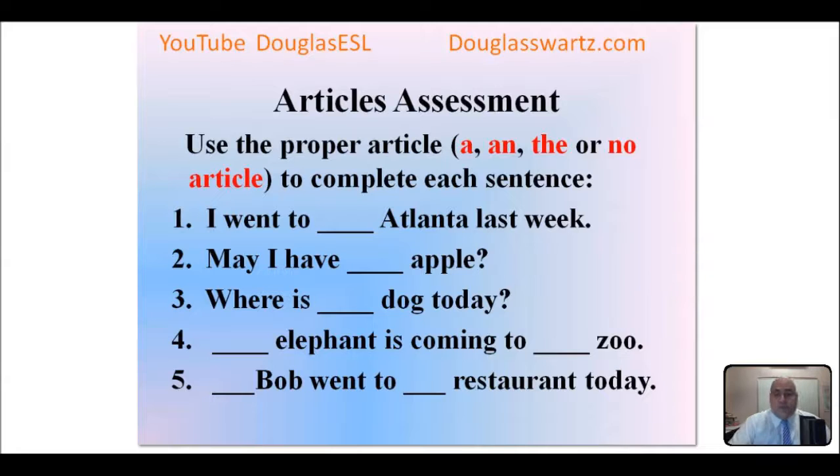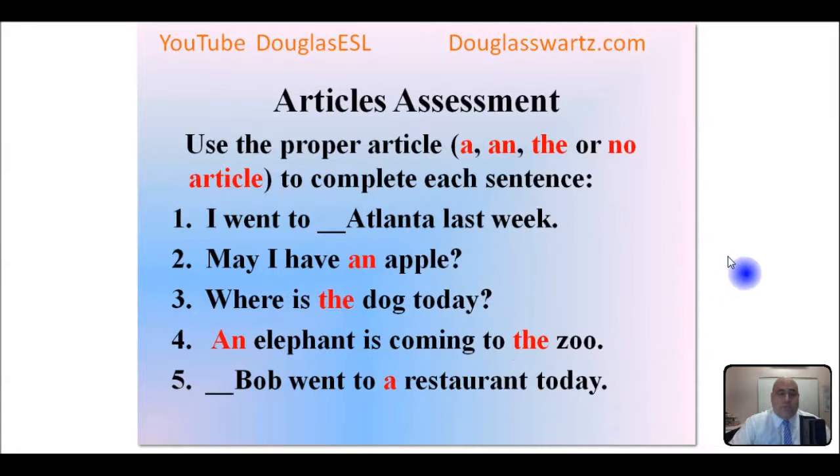Okay, let's look and see what the proper answers are. Number one, I went to Atlanta last week. There is no article there. So the correct answer for number one is no article. Number two, may I have an apple? An is the proper article because apple has a vowel sound. Number three, where is the dog today? Dog has a consonant sound, but we're going to use the because this is a dog that we know about or have previously discussed. You wouldn't say, where is the dog today, about a random dog you've never seen before.